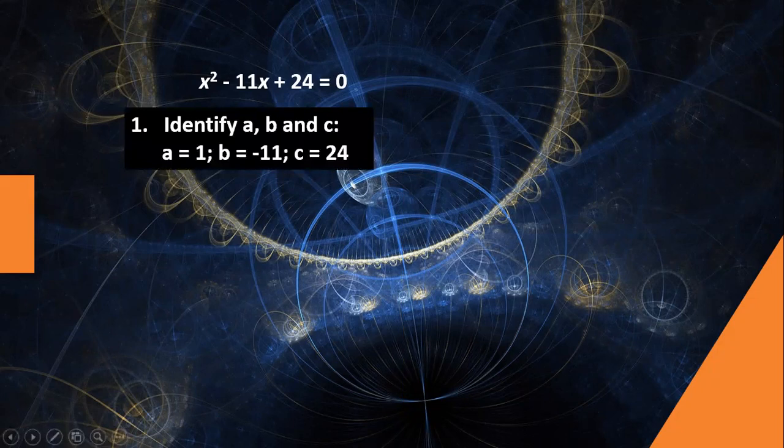Identifying a, b, and c is the first step to factorization. a is the coefficient of the x squared term, b is the coefficient of the x term, and c is the constant. What does coefficient mean? In this case, the number in front of the x squared. What number do you see in front of the x squared? I don't see a number. So if you don't see a number, that number is understood to be 1.